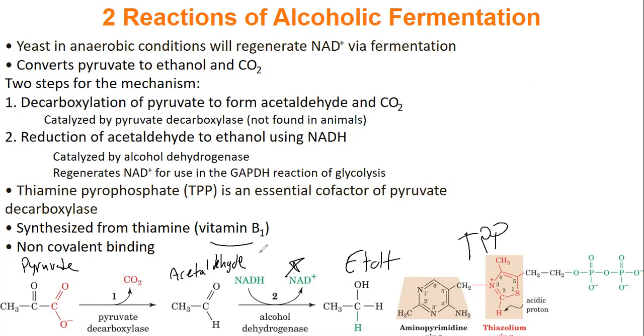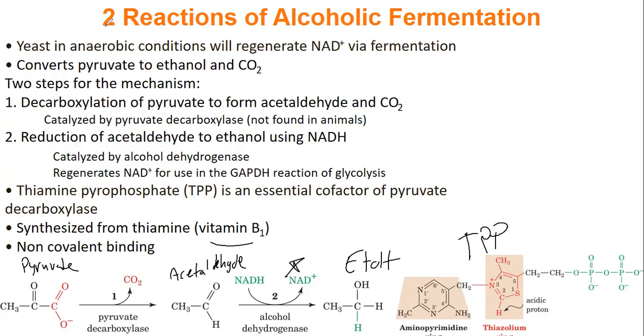thiamine or vitamin B1, make it into TPP, and now that TPP can be associated with pyruvate decarboxylase and do this chemistry. And that binding is all non-covalent. So when TPP binds, no covalent bonds are formed, all non-covalent interactions. So hydrogen bonds, ionic bonds, hydrophobic bonds, all that stuff. So that's how pyruvate is used in yeast and other microorganisms.